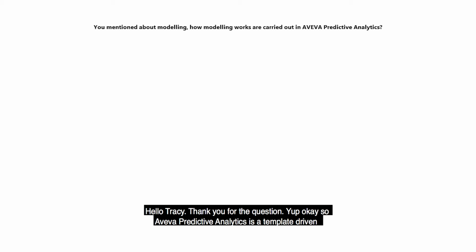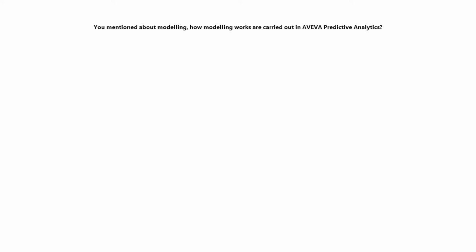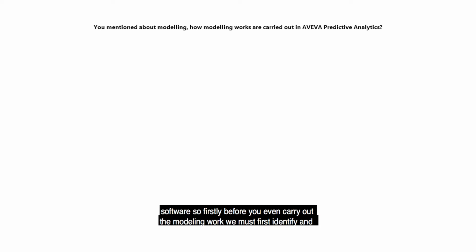Hello, Tracy. Hi. Yeah, thank you for the question. Aveva Predictive Analytics is a template-driven software. So firstly, before you even carry out the modeling work, we must first identify and define the scope of the equipment that we are trying to monitor. Then we review the sensor list using the existing historian tags. Then we customize the template design tools for the particular equipment type, and then we import that into our predictive analytics software to start the modeling.